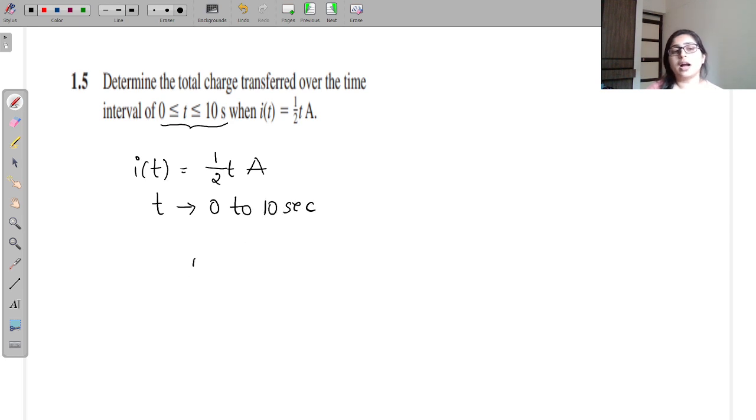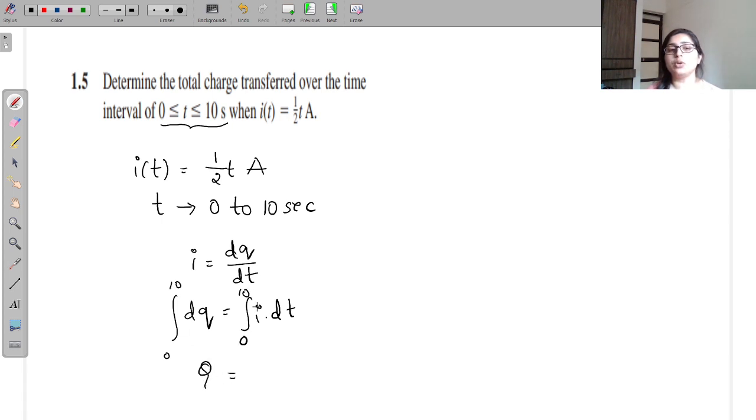Now we know I is equal to dq by dt and q is nothing but the integration of this over the time interval t1 to t2. So here it is 0 to 10, and I can substitute this interval here. Here dq from 0 to 10 gives the total charge q, and here it is 0 to 10 of I into dt. What is I? It is 1 by 2 t into dt. We know that the integral of t is t square by 2. So 1 by 2 into t square divided by 2, and here I am substituting the limits 10 and 0.